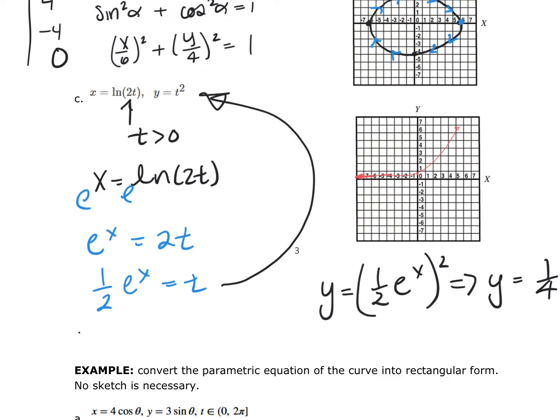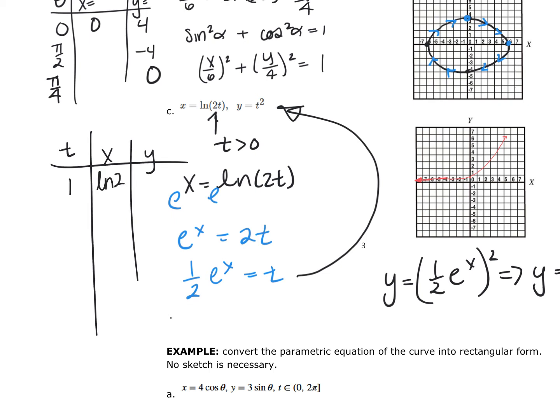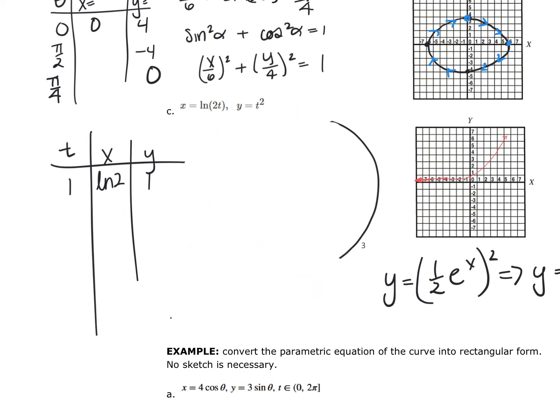So the way I'm going to do the directionality is I'm going to choose easy numbers. Again, I have t, x, and y. I'm going to choose t to be 1. So this becomes the natural log of 2, and this becomes 1. Okay? So then I have the ordered pair, which is the natural log of 2, comma 1.